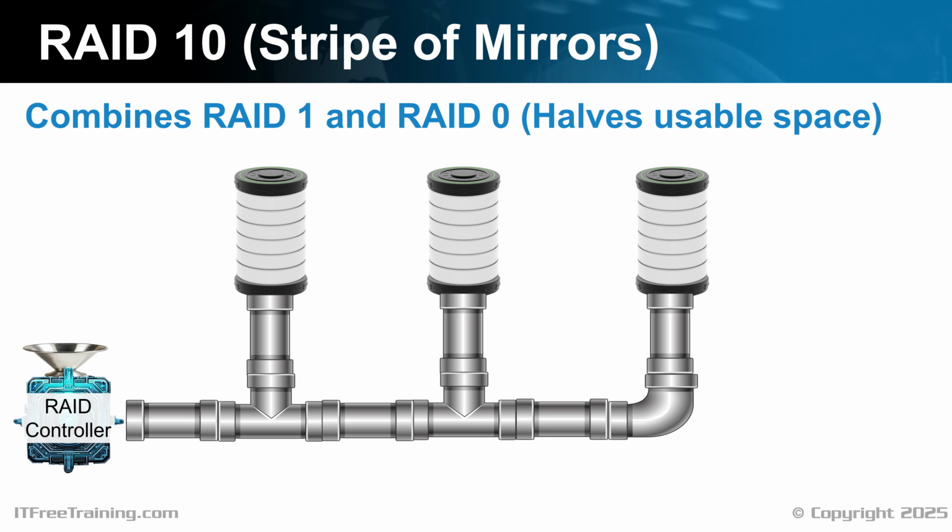Numerous organizations, especially those requiring large-scale storage and cloud-based storage solutions, are now opting for RAID 10, also known as RAID 1+0, or a stripe of mirrors. RAID 10 is a hybrid RAID which combines RAID 1 and RAID 0. This configuration effectively halves the usable storage space, or alternatively, can be viewed as doubling the cost. Let's delve into the workings of RAID 10 to understand it better.